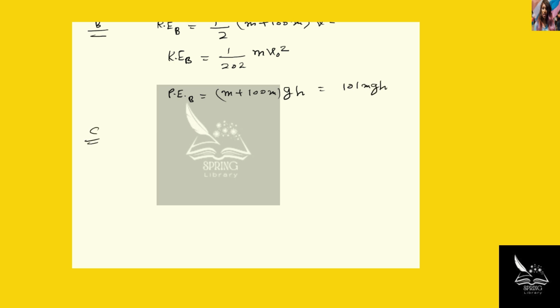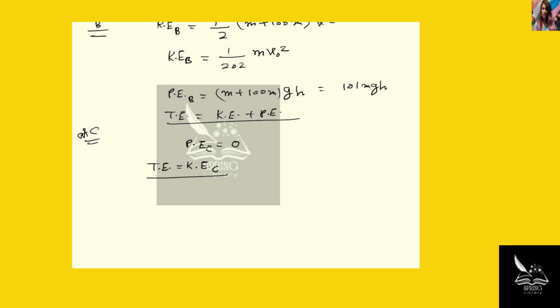Now we'll write the value of kinetic energy at C. The total energy, kinetic energy plus potential energy, is conserved between points B and C, due to the conservation of energy. At point C, the potential energy will be 0 because point C is on the earth, so the height is 0. Then the total energy will be equal to the kinetic energy at point C.